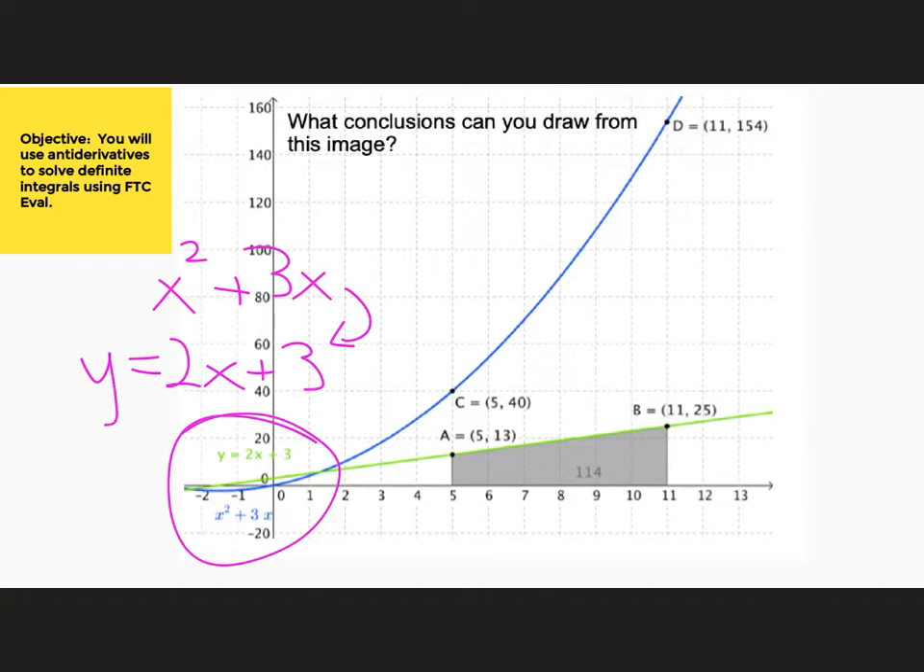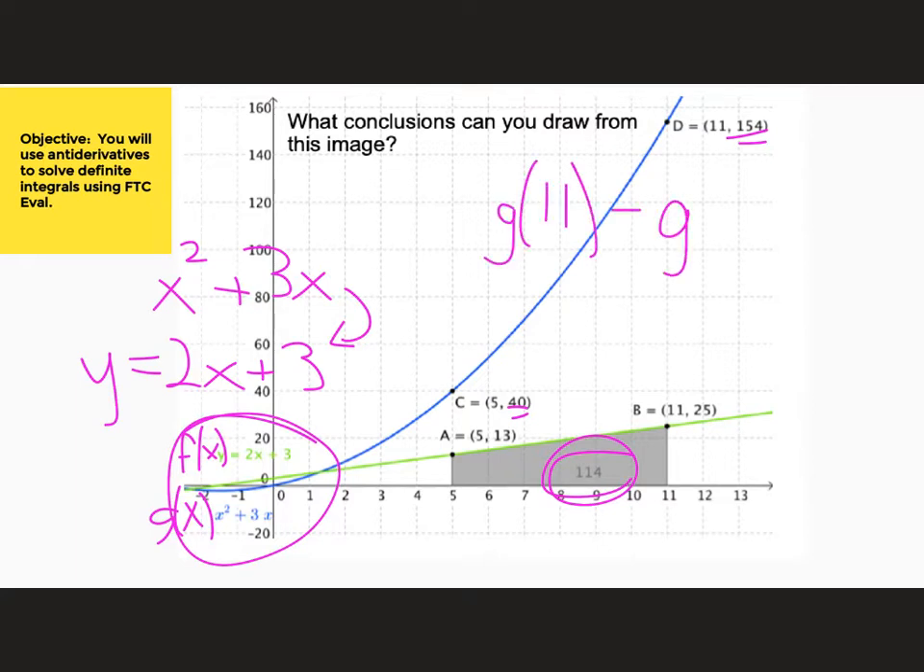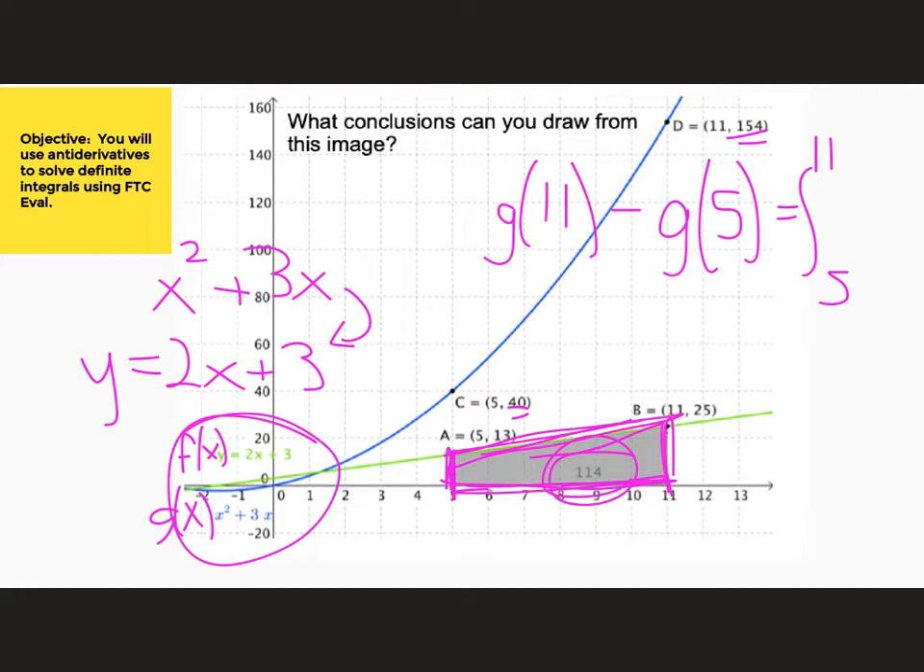As I look at numbers, you should see if I take 154 and I subtract 40, I get 114. So that means, let's call this F and this G, if I take G of 11 minus G of 5, I get this trapezoid. But if I think about what we've been talking about, the area of this trapezoid is the integral from 5 to 11 of f.